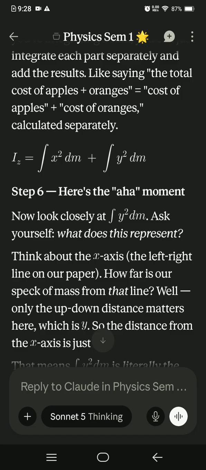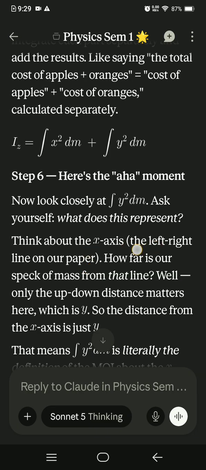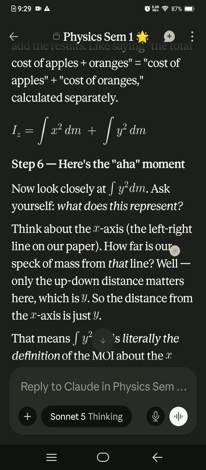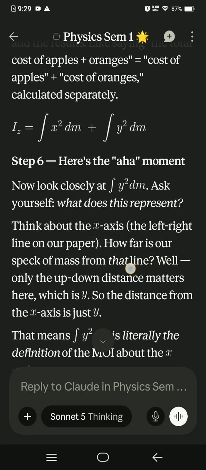So here's the aha moment. Step 6. Now look closely at y squared dm. Ask yourself, what does this represent? Think about the x-axis, the left-right line on our paper. How far is our speck of mass from that line?